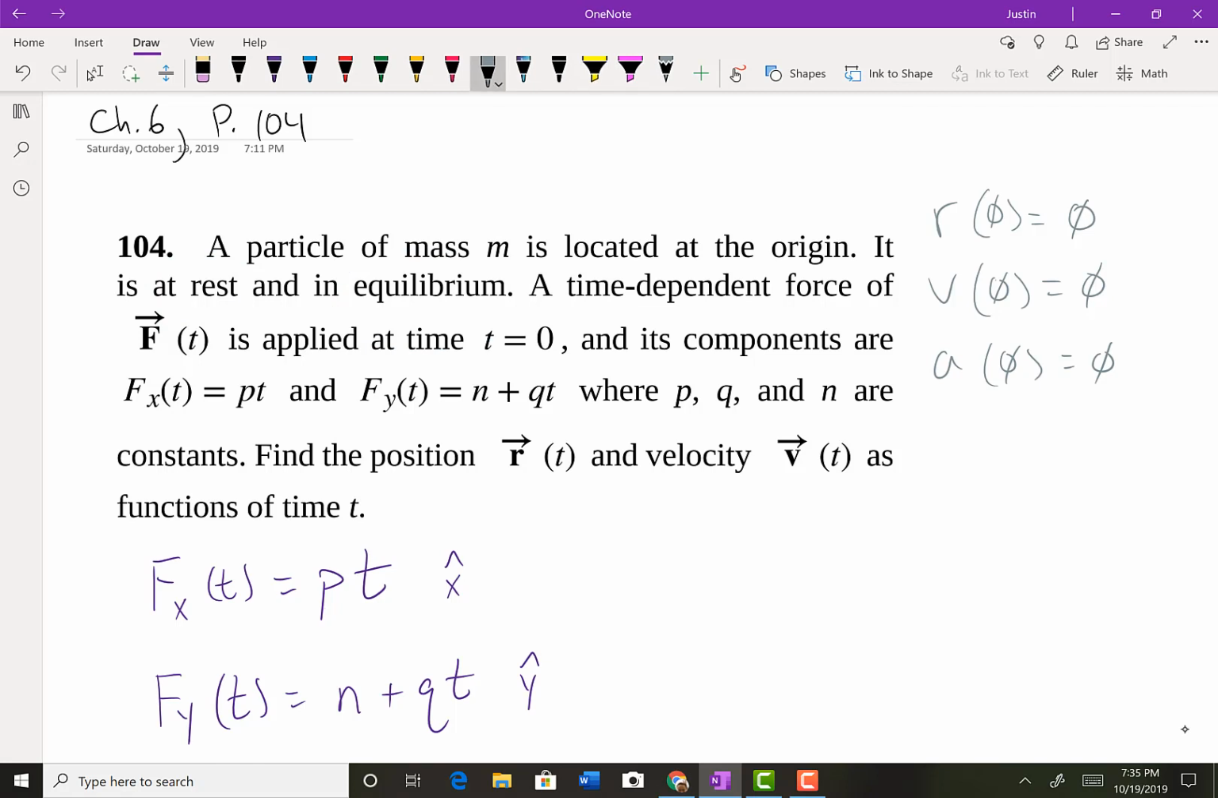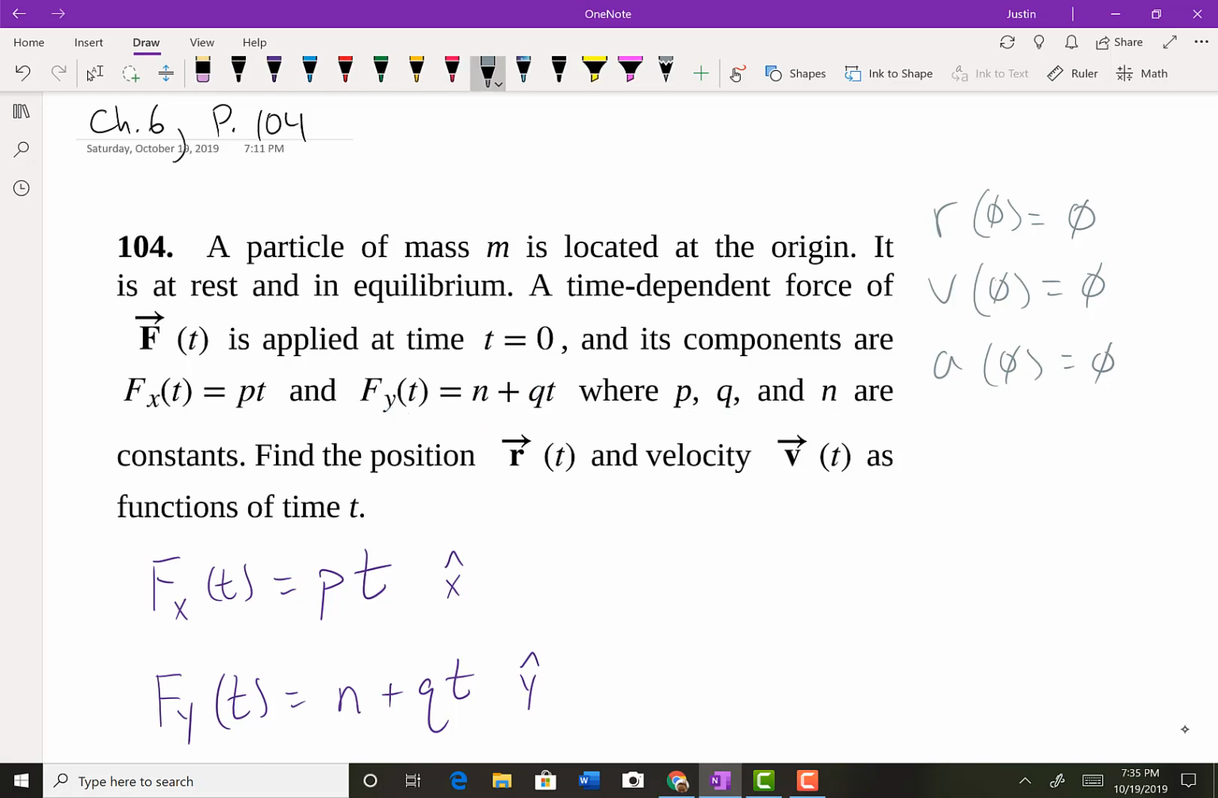And then it says a time-dependent force F of t is applied at time t equals 0, and its components are Fx of t is p times t. This means that the x component of the force as a function of time is equal to a constant p multiplied by the time. And then this is the y component as a function of time of the force, and it's equal to a constant n plus another constant q multiplied by t. And then they tell me all those things are constants.